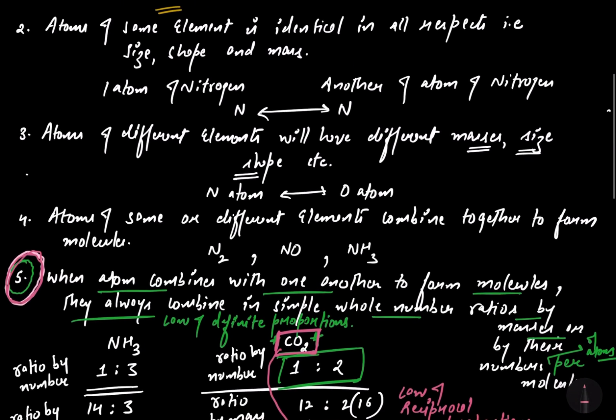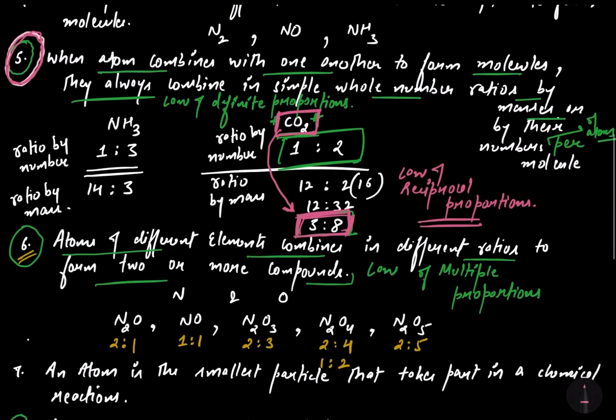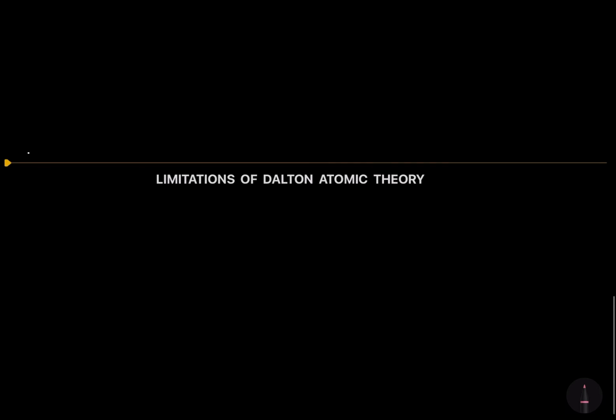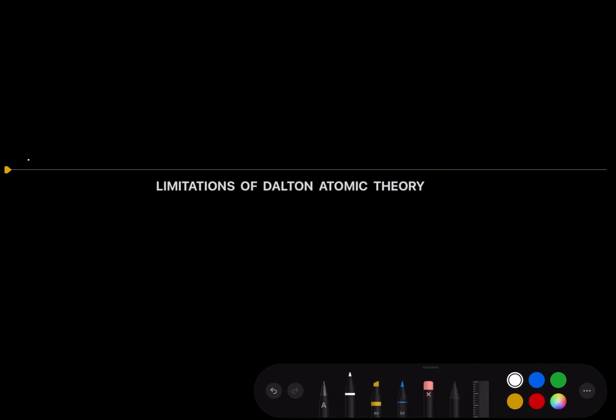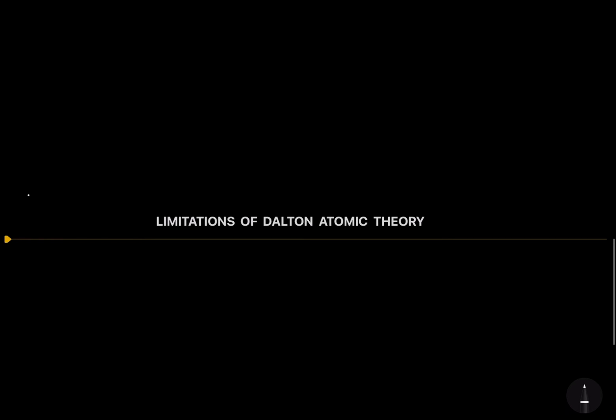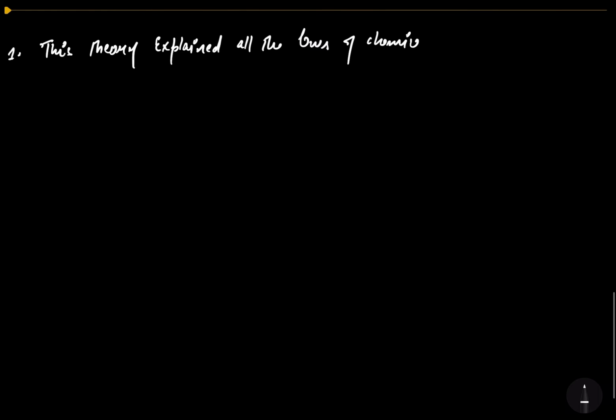But in Dalton atomic theory, there were certain limitations. So let us talk about the limitations of Dalton atomic theory. The first limitation was that this theory explained all the laws of chemical combinations.